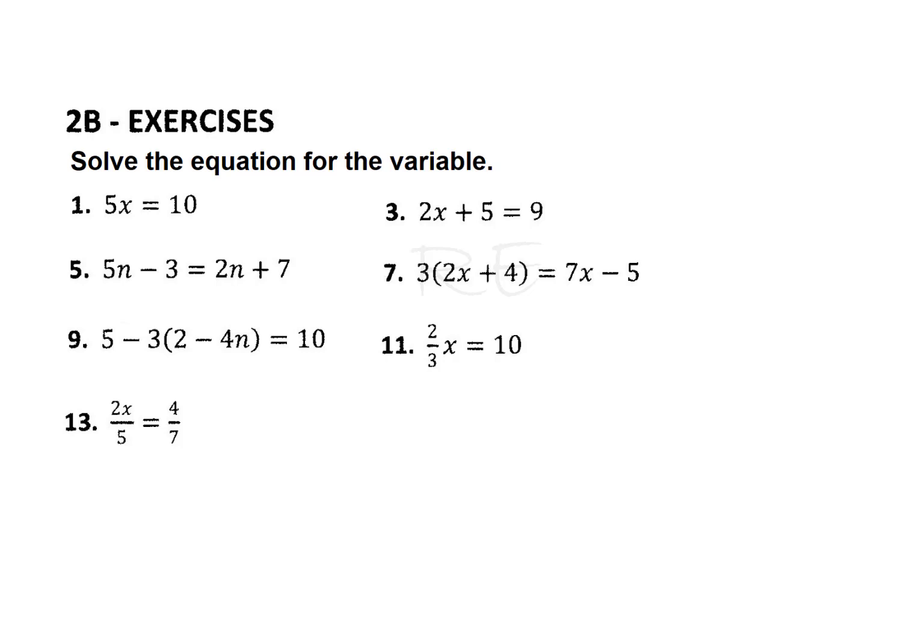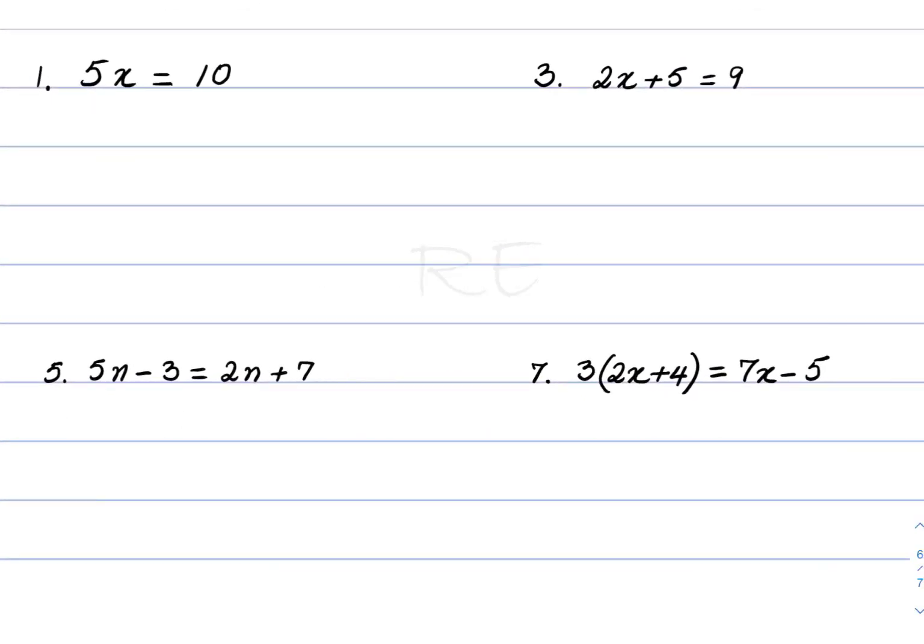For 2b, we're going to solve the equation for the variable. The first equation is 5x is equal to 10. 5 times the number is equal to 10. We divide both sides by 5, the inverse operation. x is equal to 2.